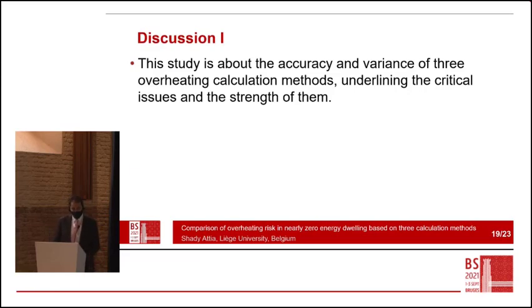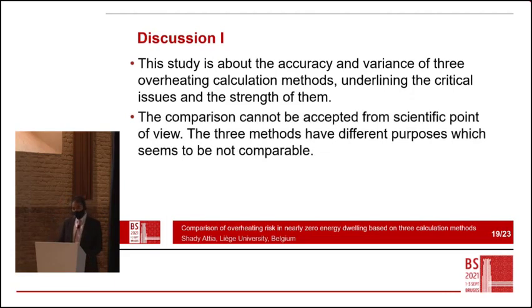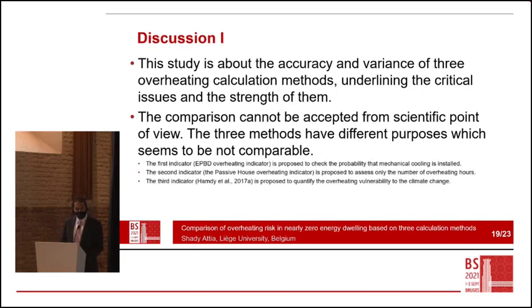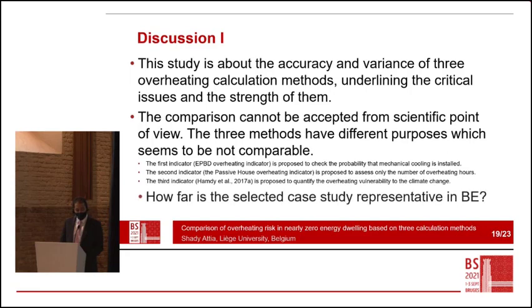Some points for the discussion. The study is about the accuracy and the variance of three different overheating calculation methods, and it's underlining the critical issues and the strengths of each of them. Therefore, I invite you to have a look at the paper and read it. The comparison cannot be accepted from a scientific point of view. The three methods have different purposes, which seems not to be comparable. And as I mentioned, each of the indicators has a different approach.